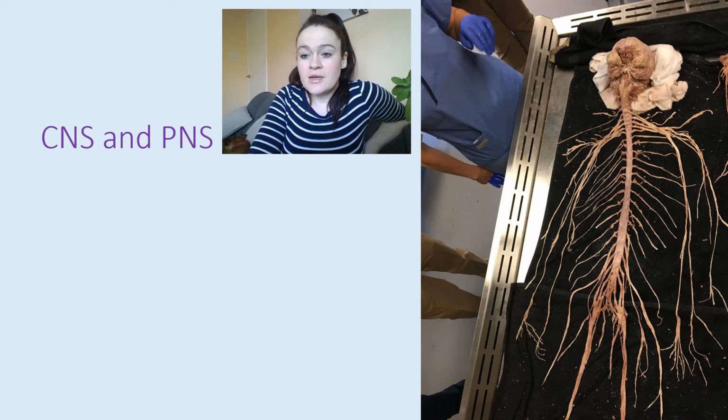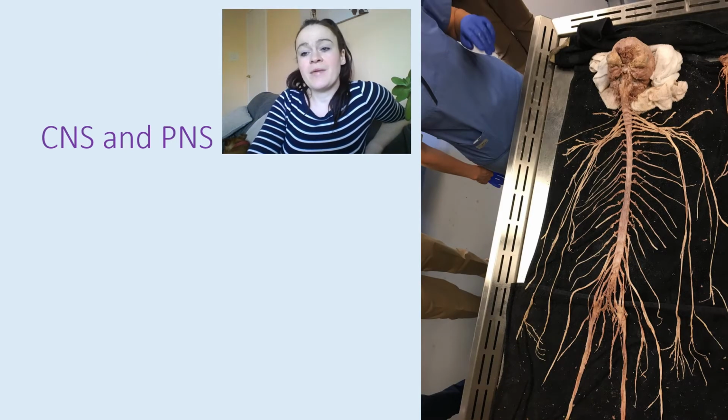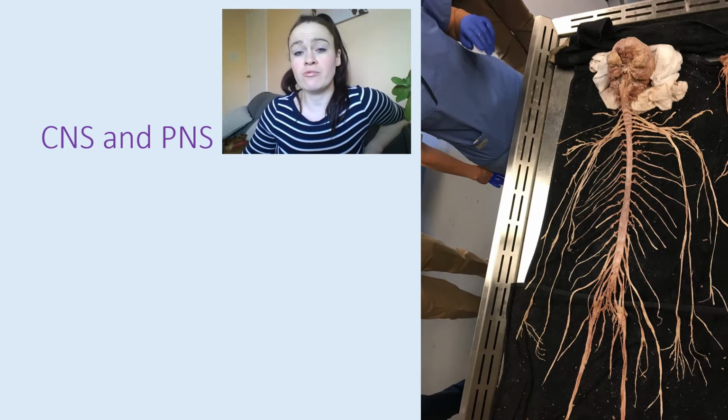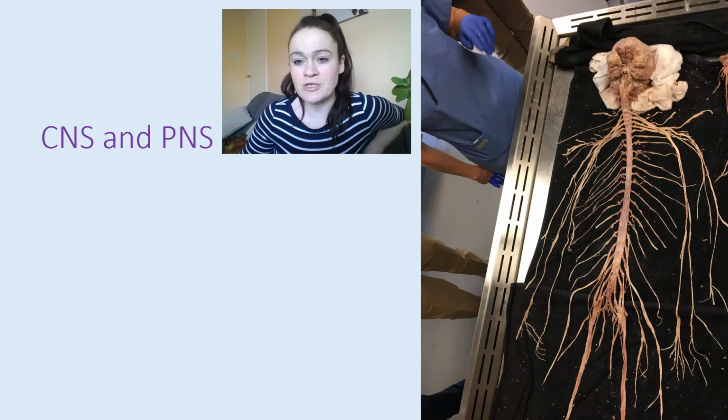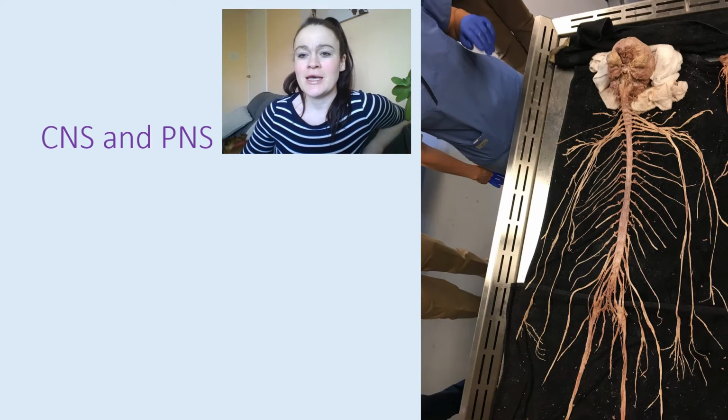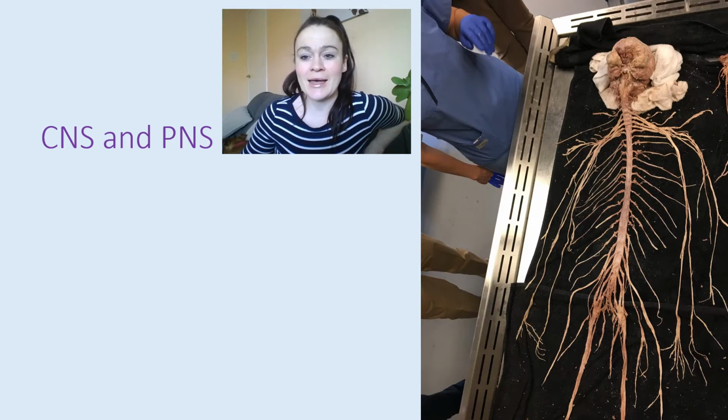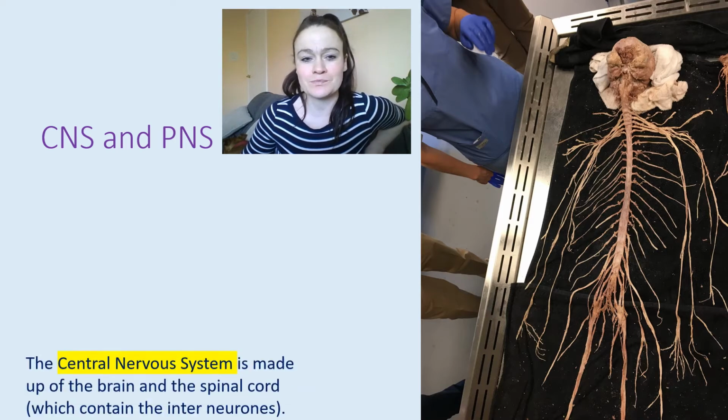So in Higher Human Biology, we are going to look at the difference between the central nervous system and something called the peripheral nervous system, which you might have come across at National 5. Now this picture on the right here is pretty gruesome. It's from a real human dissection, and it is the whole nervous system that they've managed to isolate.